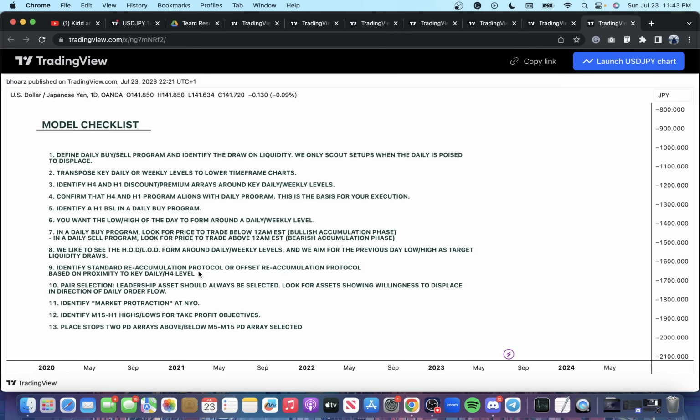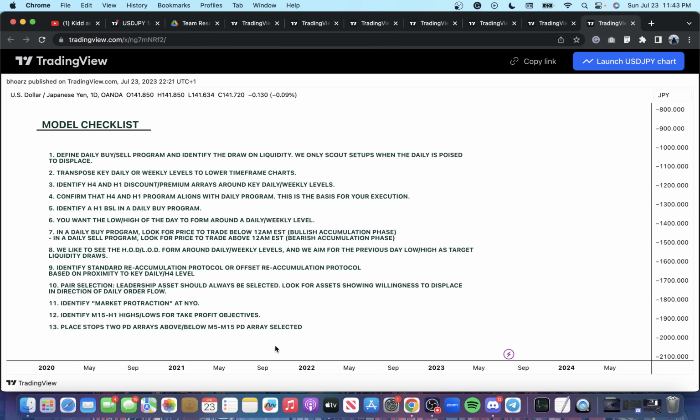Number 12, you're identifying a 15-minute or 1 hour high or low for take profit objective. I've already talked about this before. And number 13, which is the last one, you want to place your stop 2 PD arrays above or below your 5-minute or 15-minute PD array selected.